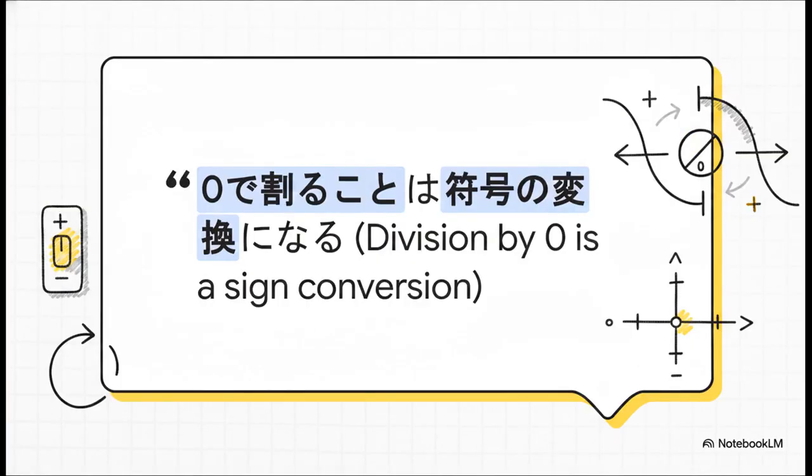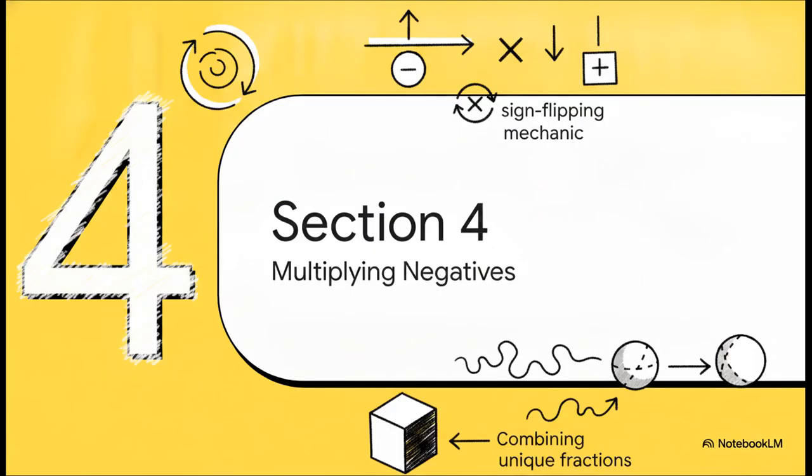Which brings us to this absolutely defining quote from the source material. Dividing by 0 becomes a sign conversion. Within this specific thought experiment, division by 0 isn't about physically dividing an apple into 0 pieces. It acts purely as a functional mechanism. It's like a toggle switch. It converts positive values into negative ones without ever needing to write a single minus symbol on the page. Let's test this out in Section 4, multiplying negatives together.